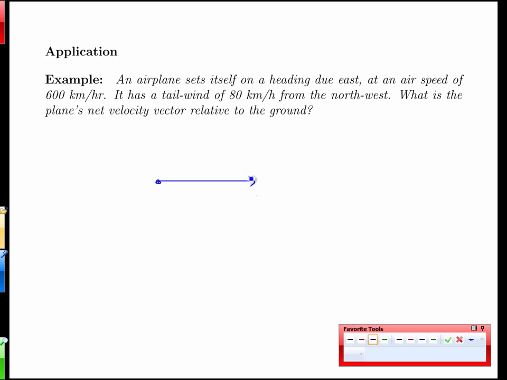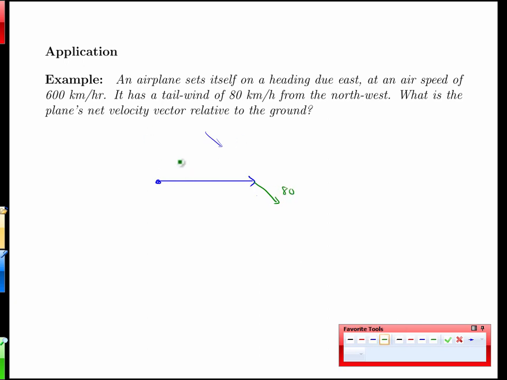So the plane is flying due east, but the tricky thing about planes is that they are flying and the air around them is moving. If they're moving relative to the air in a pure east direction, then they might also be pushed off course. The air might be moving in a different direction and bring the plane along with it. So this particular plane has a wind coming from the northwest, and that wind has a speed of 80 kilometers per hour.